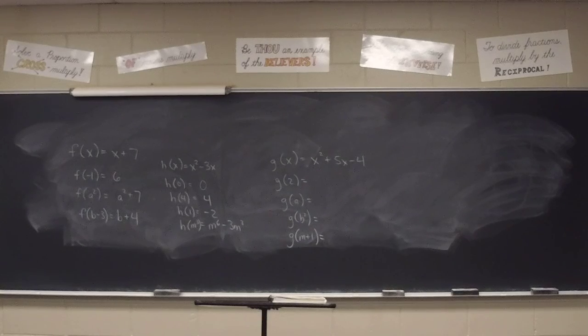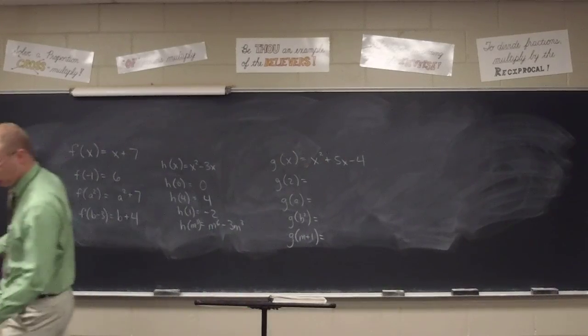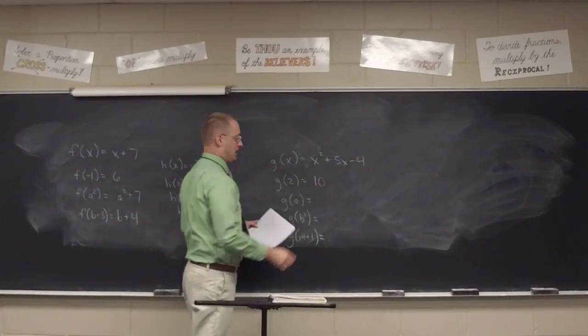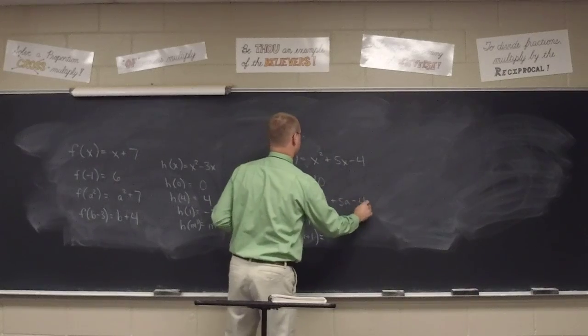All right, what'd you get for g of 2, Chris? I got 10. 10. Let's square the 2 to get 4, multiply 5 times 2 to get 10, and then subtract the 4 to end up with 10. What about g of a? What did you get, Quentin? A squared plus 5a minus 4. There we go. We just replace all the x's with a's.